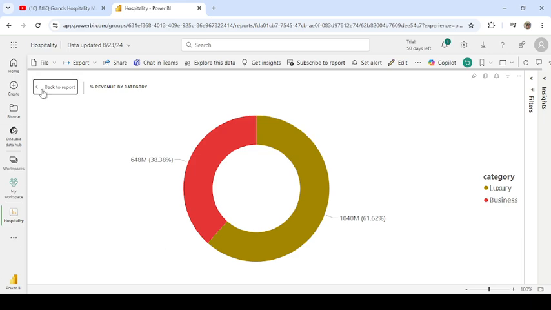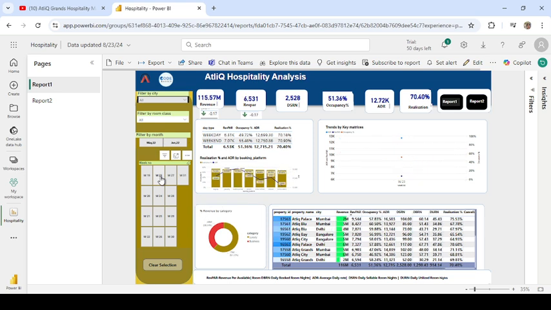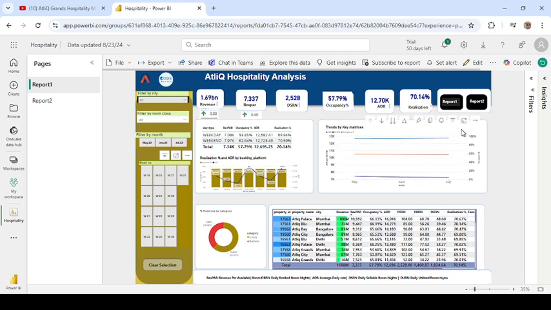If we go back to the report again, we will find that these are the parameters affecting, and of course this is the revenue change percentage, which shows, for a particular week, what is the change in percentage. You can see it's minus 1.7 over here. So let's clear the selection and move to the next page, which is report 2.